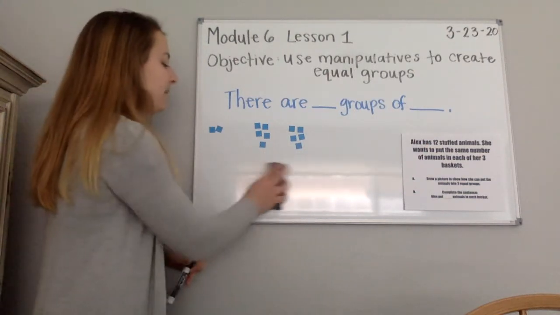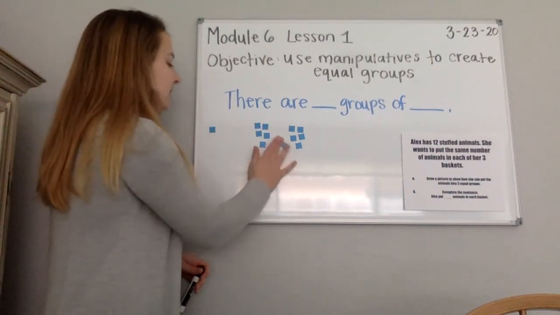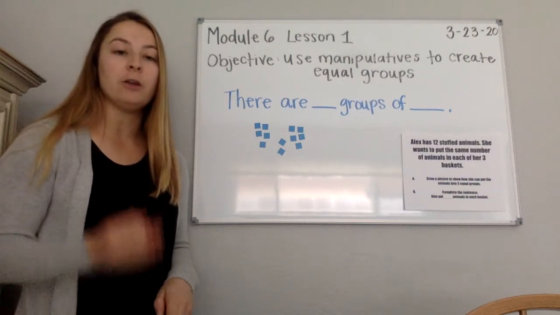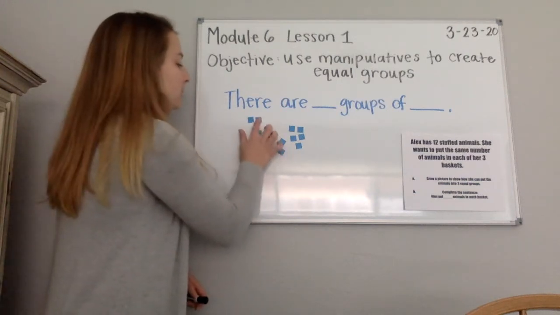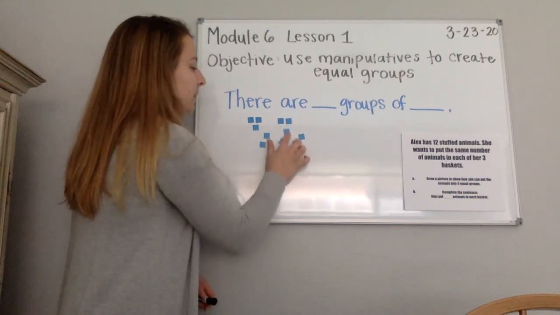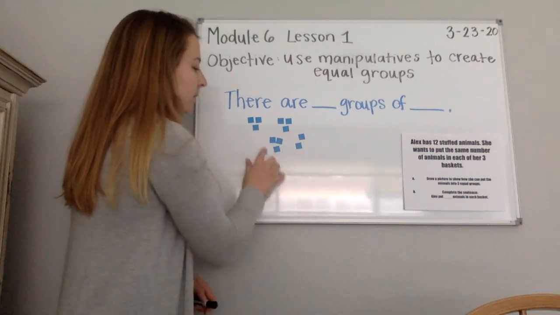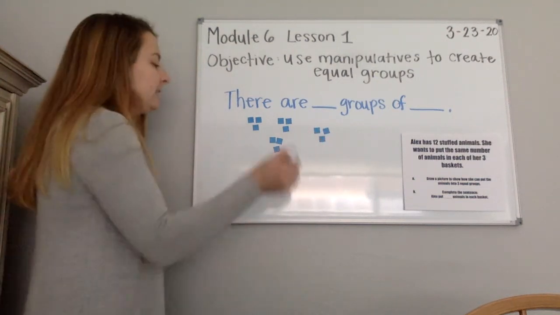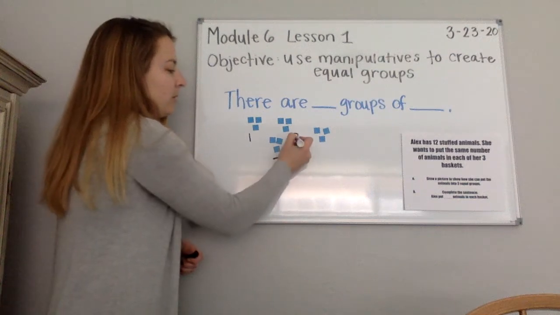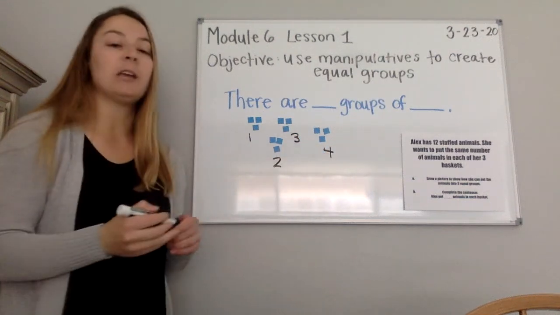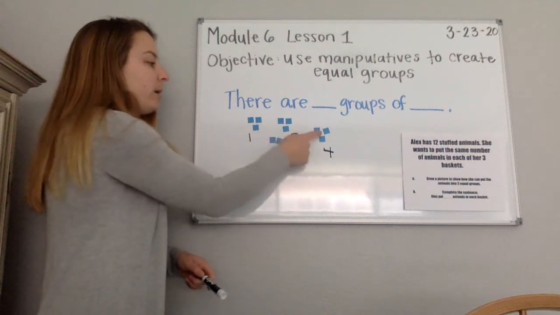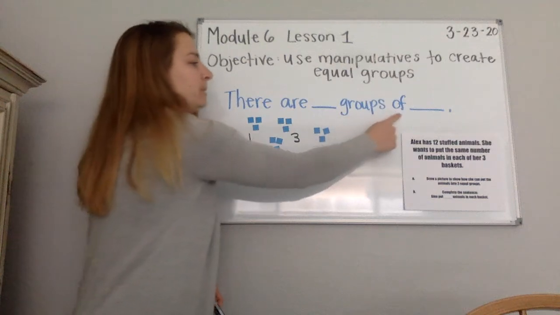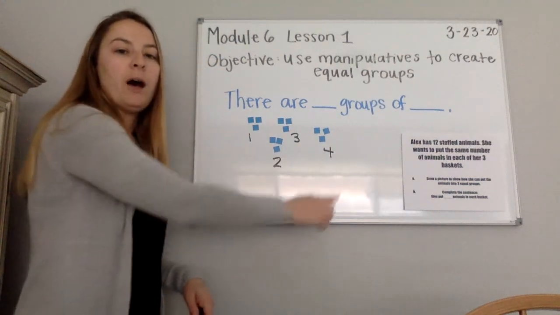And my last example, I'm going to pull in my final 2 counters. Now I have a total of 12, and I'm going to use my 12 counters to create groups of 3. I'm going to put them into groups of 3. Once I have 3, I'm going to move on. There we are. So I can say I have 1 group, 2 groups, 3 groups, 4 groups. They are equal. They all have 3, 3, 3, 3, and 3. And I can fill in my sentence with there are 4 groups of 3 for a total of 12.